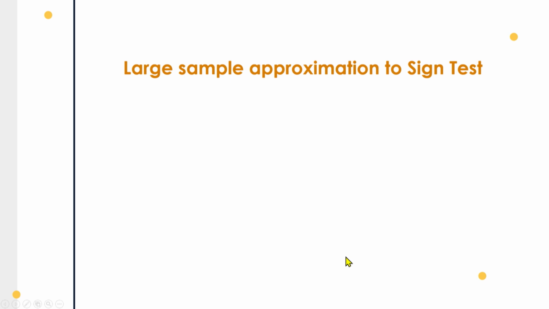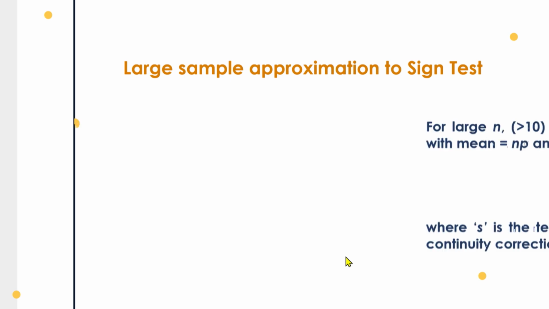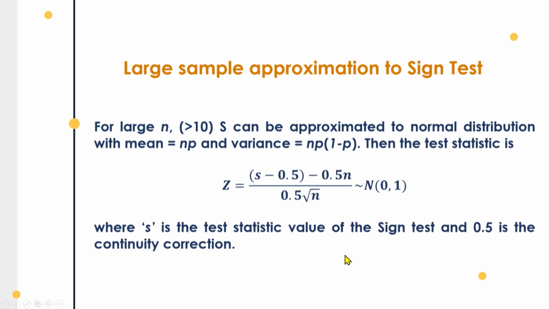Next, if we come across a large sample, how do we proceed in the sign test? That is the large sample approximation to the sign test. For large n, for example n greater than 10, the test statistic can be approximated by a normal distribution with mean np and variance np(1 minus p), that is nothing but the mean and variance of the binomial distribution. Then the test statistic is given as z equal to s minus 0.5 minus 0.5n divided by 0.5 root n, which follows a normal distribution based upon the central limit theorem, where s is the test statistic value of the sign test and 0.5 is nothing but the continuity correction.